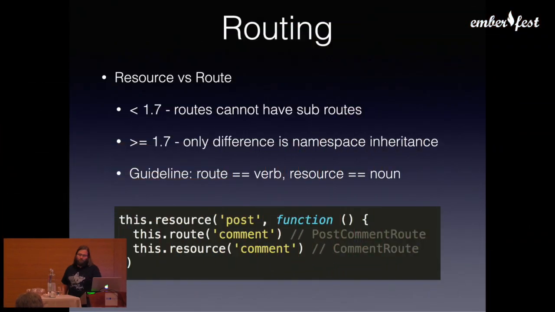Starting off, routing. One thing that people hit a lot is the definition of resource versus route. There used to be quite a big difference in less than 1.7 because routes couldn't have subroutes, but now they can. So the only difference is the namespace inheritance, which is the example at the bottom. Post with a subroute comment is post comment route. Post with a sub-resource comment is just comment route. The guideline is a route should be a verb and a resource should be a noun. It doesn't really matter that much, but that was the original intent.